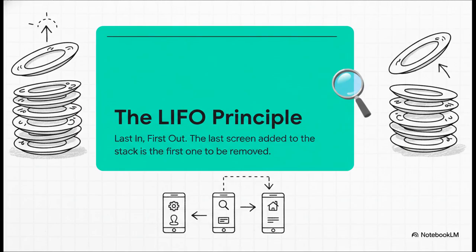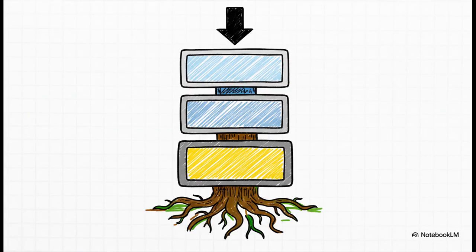It all comes down to a principle called LIFO. That stands for last in, first out. Just imagine a stack of plates. When you add a new plate, you put it on top. And when you need a plate, where do you take it from? The top. The last plate you put on is the first one you take off. Your app screens work in exactly the same way. Every single one of these navigation journeys has to start somewhere, right? In our stack, that very first screen is called the root. It's the foundation, the ground floor of our entire navigation path.